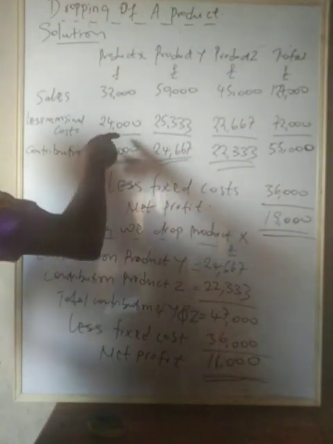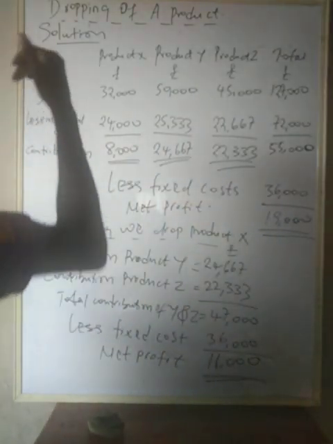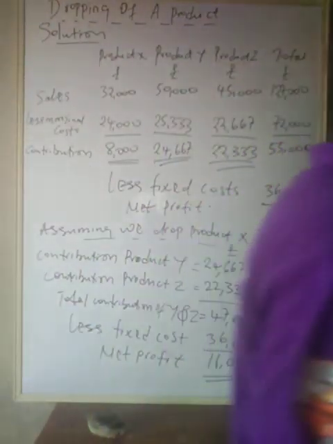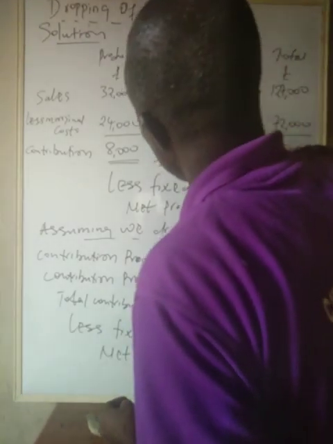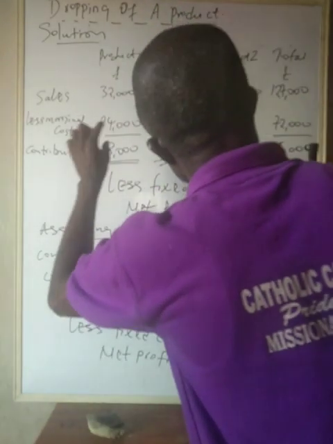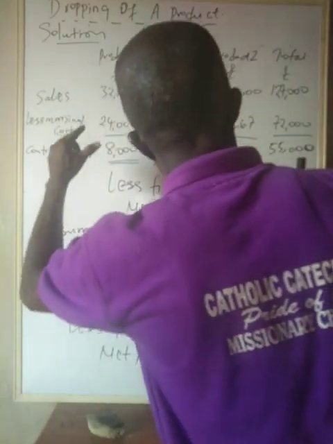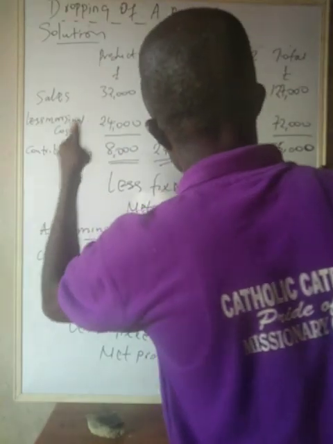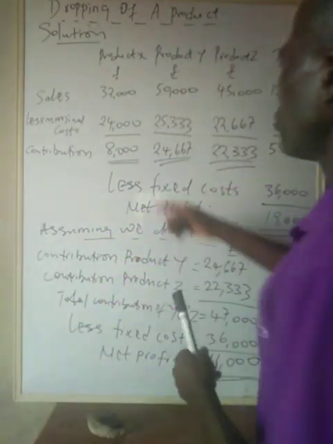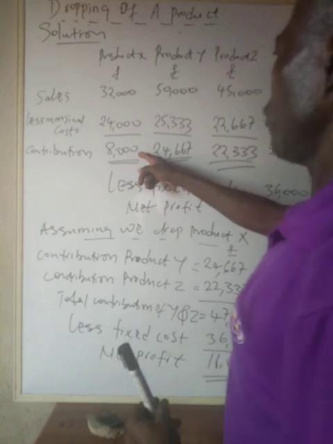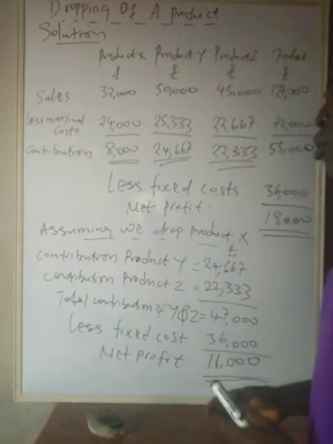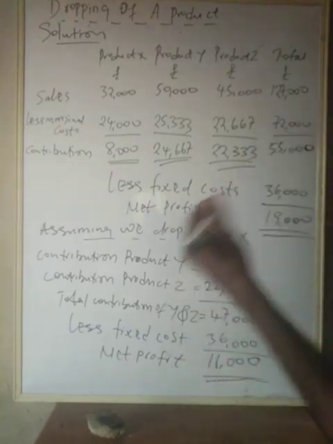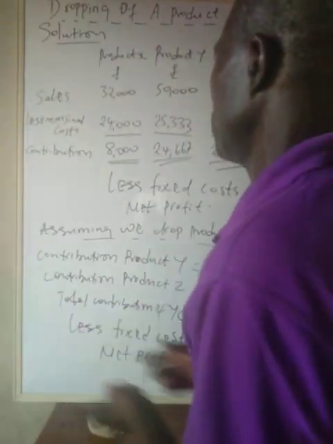If it gives us negative contribution, that is where we are going to consider whether to drop it. But in this case, it is not advisable to drop product X simply because it gives a net loss, not a negative contribution. It gives a net loss of 4,000 pounds. So since we have a contribution from product X, we go ahead and continue to produce, and in the future, it's going to give us positive net profit.